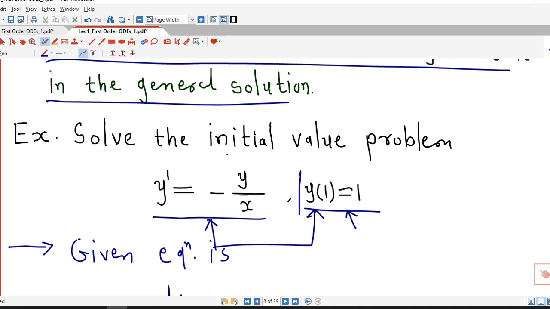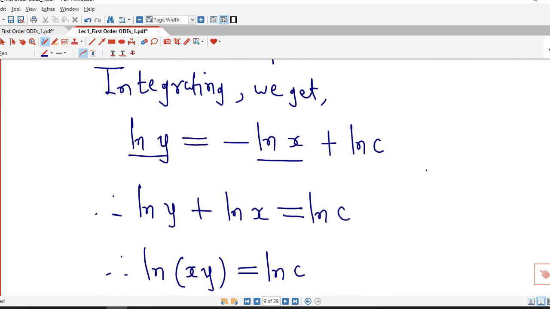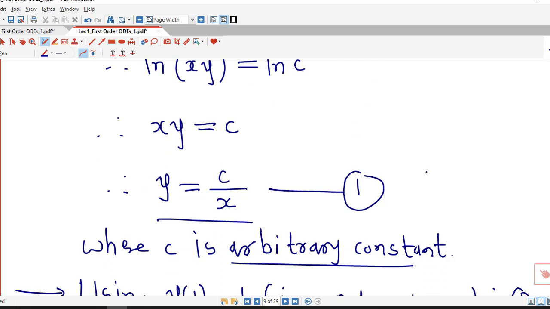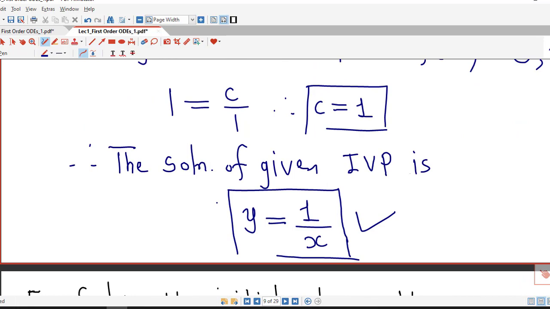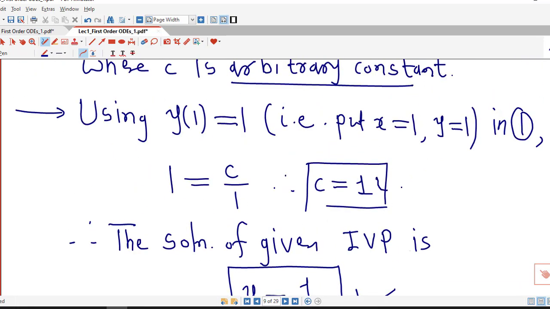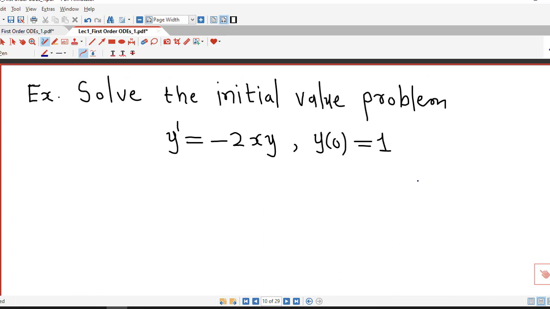So the solution of initial value problem will never contain arbitrary constant. It will be a particular solution. So as we have done, we will first find out the general solution, and using the given initial condition we will find out the value of arbitrary constant. We consider one more example.